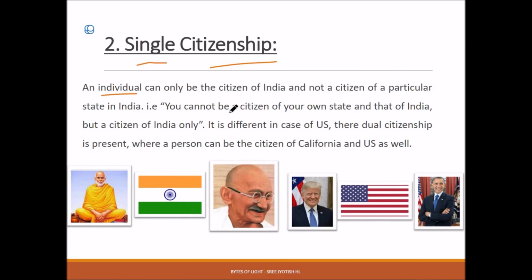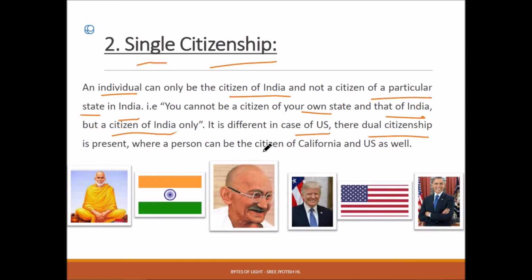That is, an individual can only be the citizen of India and not the citizen of a particular state in India. That is, you cannot be a citizen of your own state and that of India, but the citizen of India only. It is different from the case of US, where you have dual citizenship, that is one of the state and that of the US.